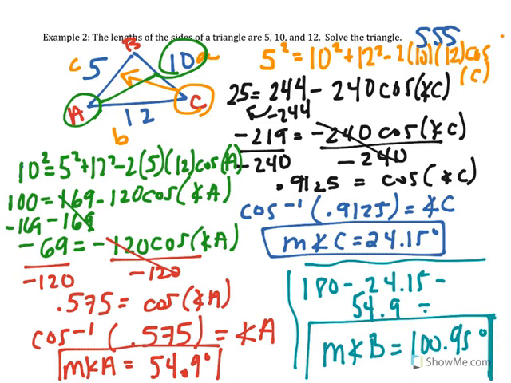Okay? I would round to 1 or 2 decimal places for your angles. 1 or 2 is fine. You can always check yourself by using law of cosines on the third angle and making sure that they add up to 180 if you choose to do that.